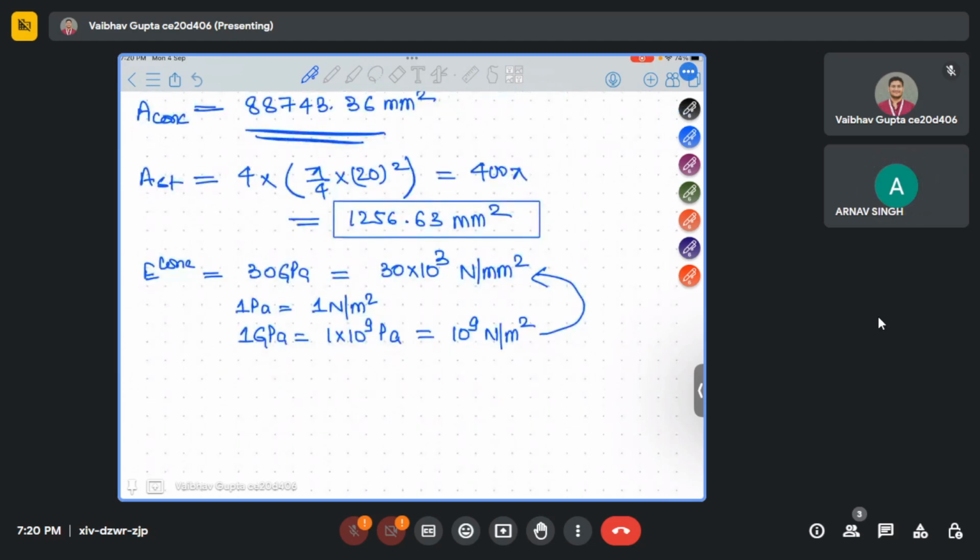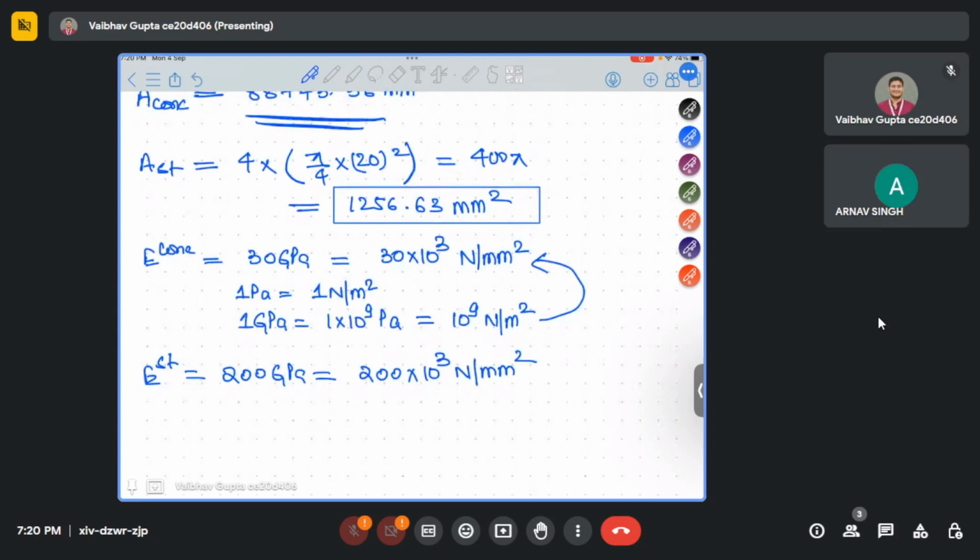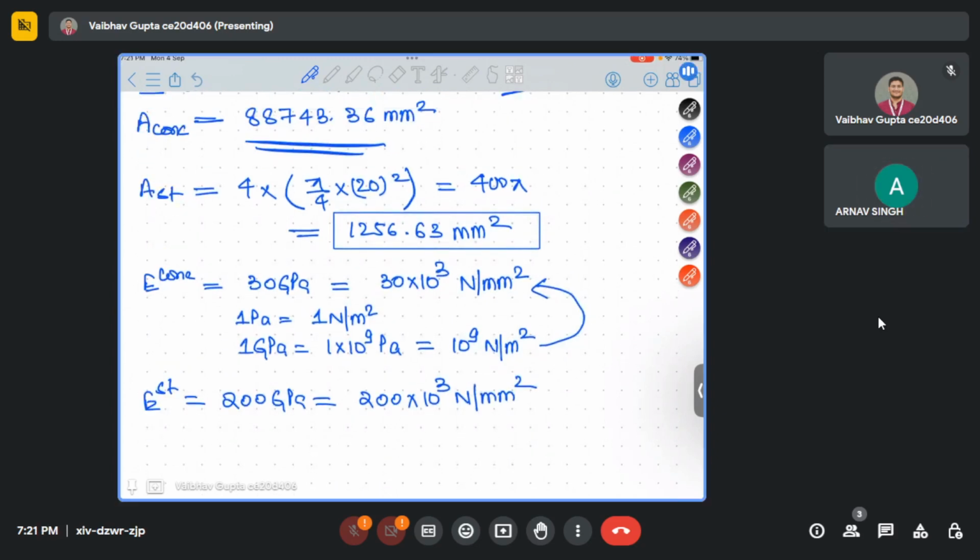Similarly, E of steel is given as 200 GPa, which is nothing but 200 into 10 to the power 3 Newton per mm square. Same thing I did here. So now we know area of concrete, area of steel, E of concrete, E of steel.